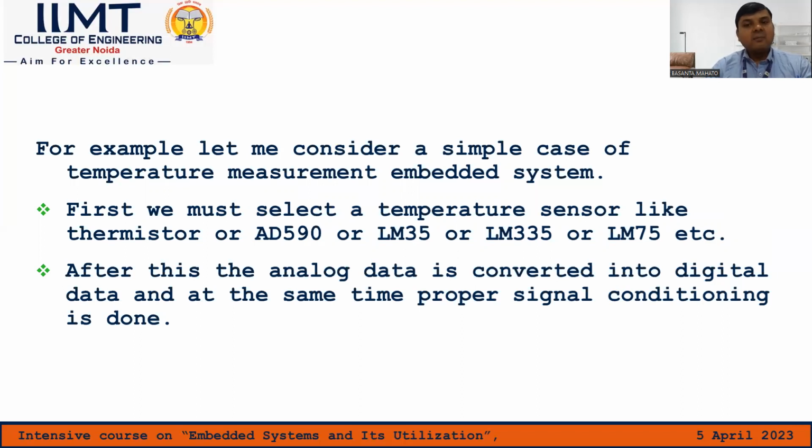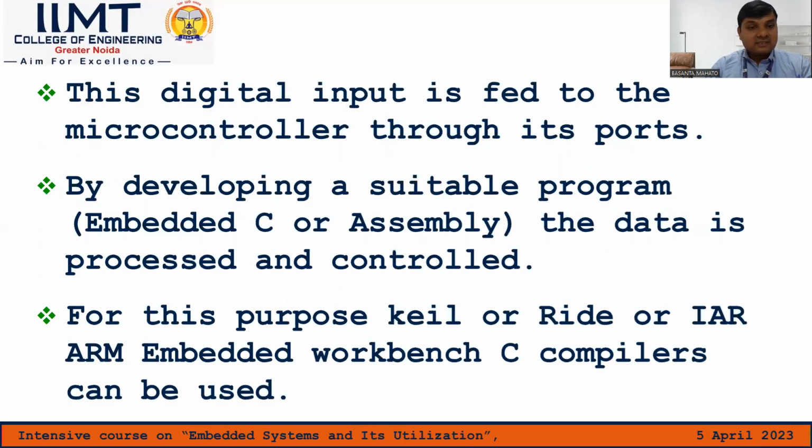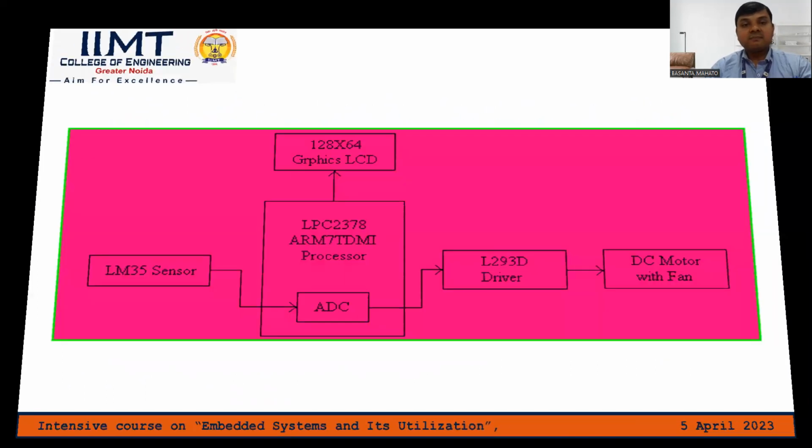At the same time, proper signal conditioning is done, and the signal is fed into the microcontroller, where we program it through embedded C or assembly. For programming, Keil, IAR RIDE, ARM Embedded Workbench, or a C compiler can be used. Once the program is debugged and found error-free, it can be dumped into the microcontroller through flash. Now your microcontroller chip acts as an embedded chip.